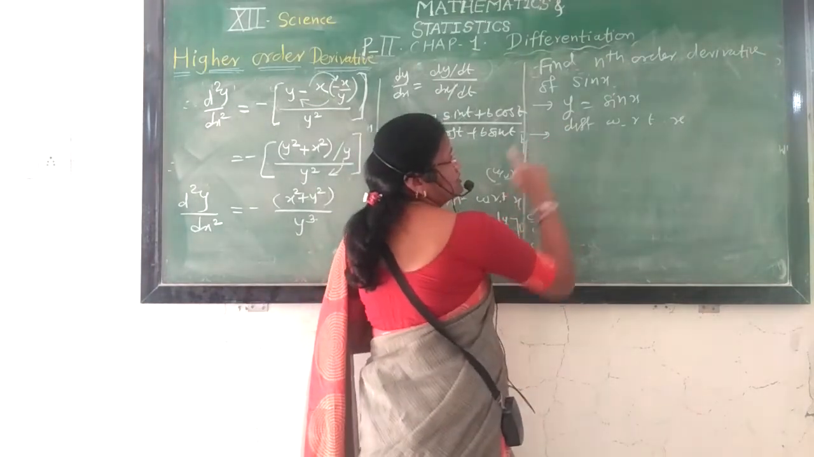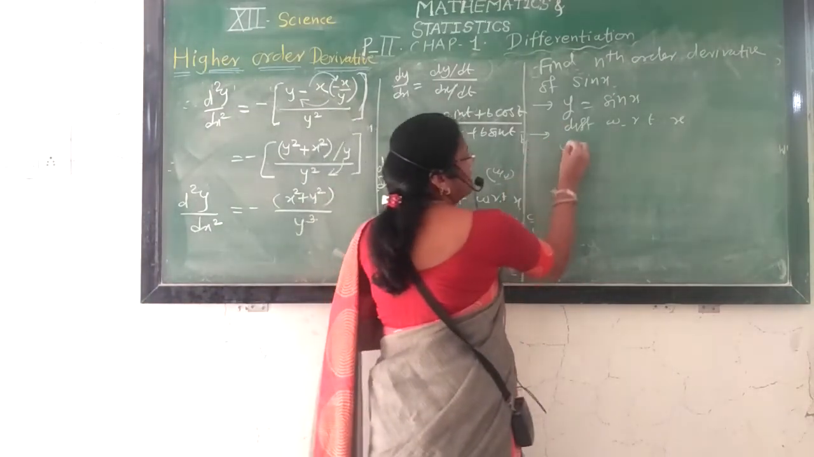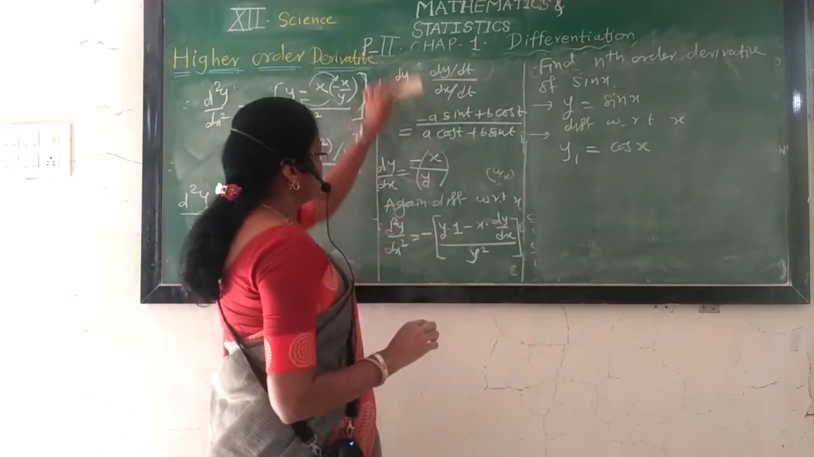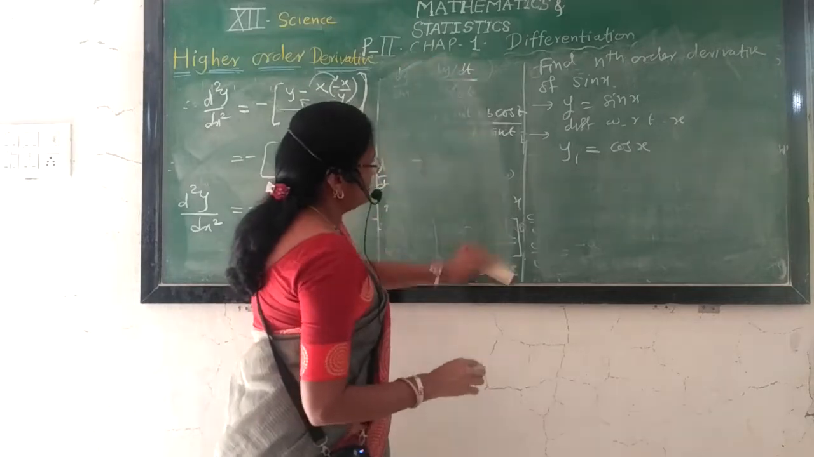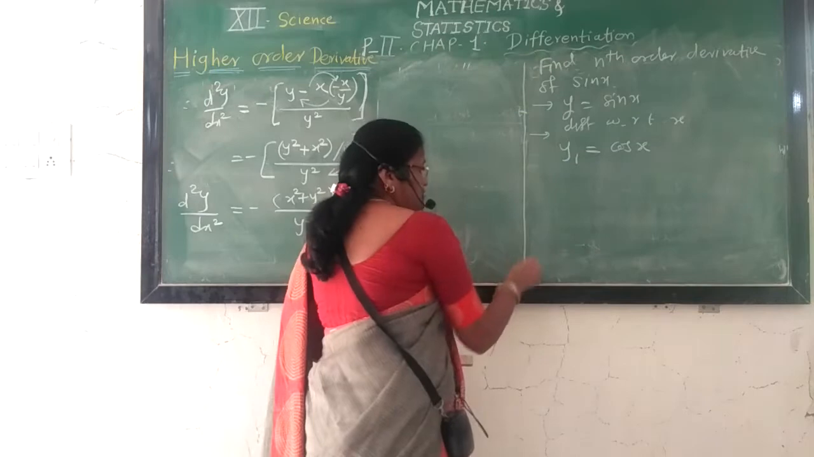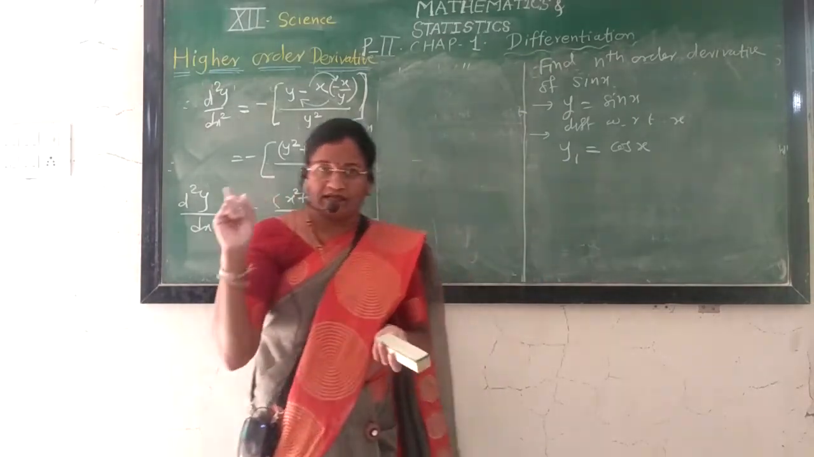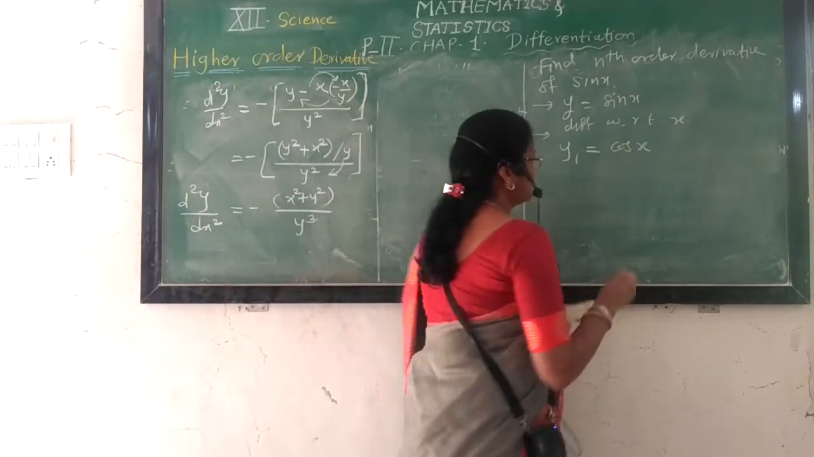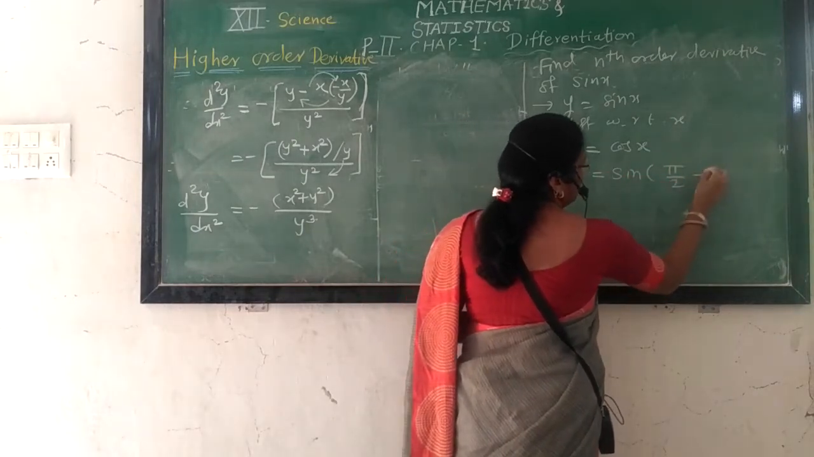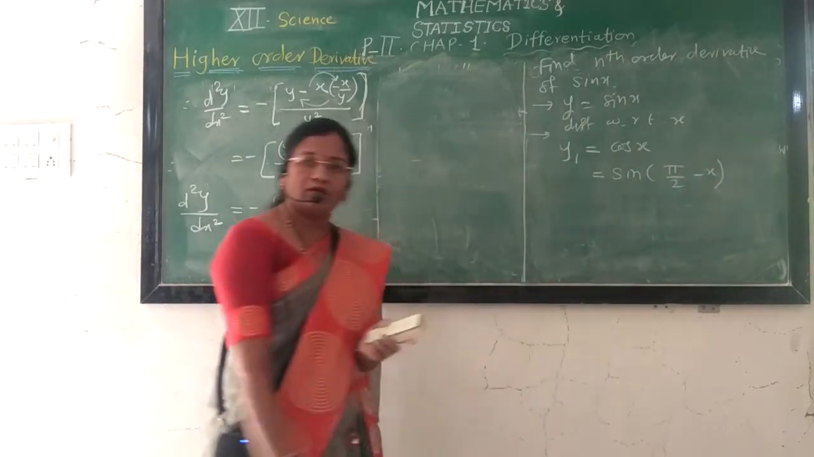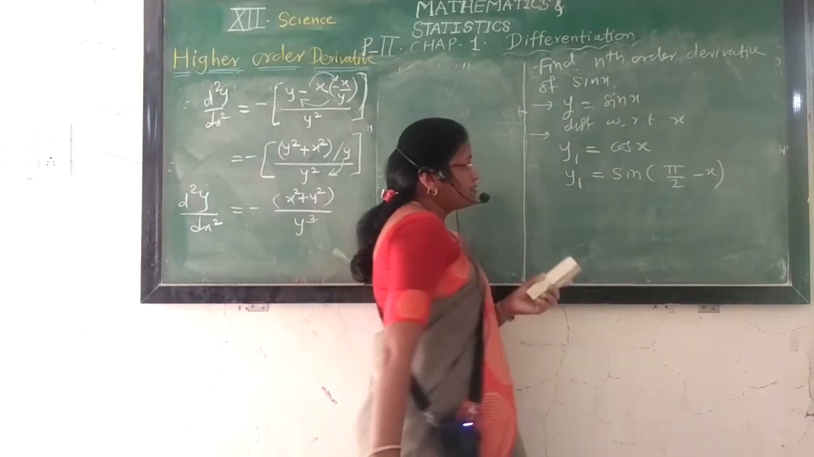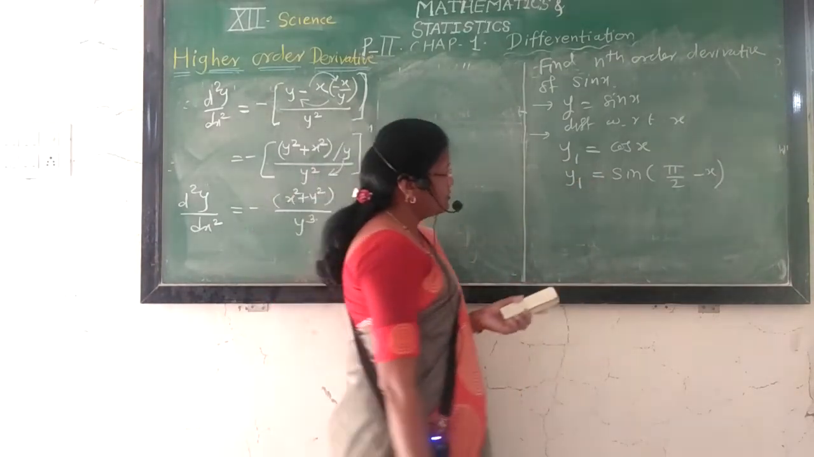So from this we take the differentiation of this one with respect to x. We get y1, that is dy by dx, equal to cos x. So you know the relation between sin x and cos x. Our proper function is only sin x, which means we have to differentiate sin x n times. But here the first derivative is cos x, so try to convert that cos into sin by taking its complementary pair. How do we write cos x in terms of sin? Sin of pi by 2 minus x is equal to cos x.